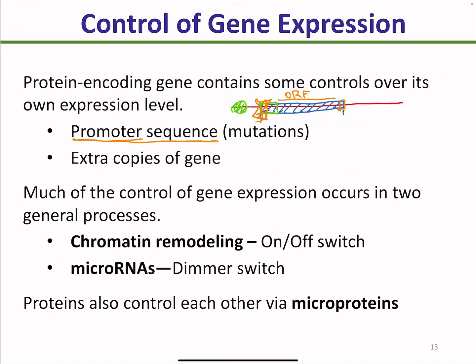Then you are going to have possibilities of extra copies of genes. Those extra copies of genes are going to make sure that if one gene is not expressed, the other one is going to be expressed, right? Okay? So these are some levels of control of gene expression. Now, let's dive into some more.